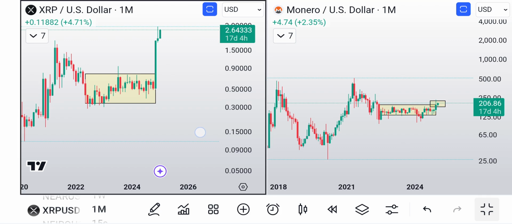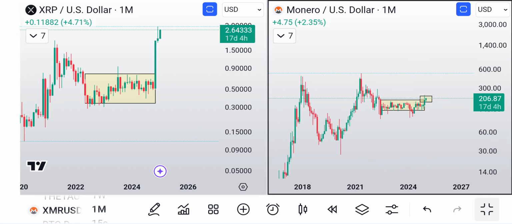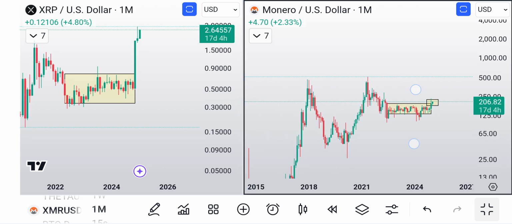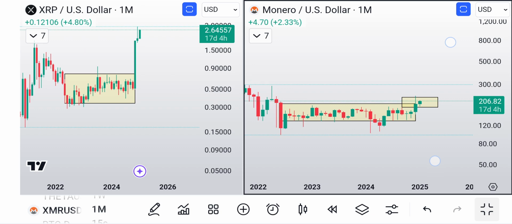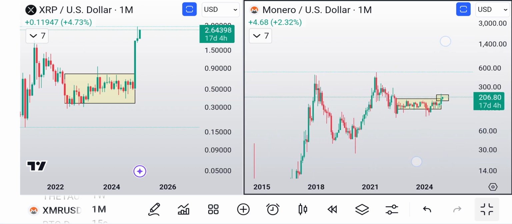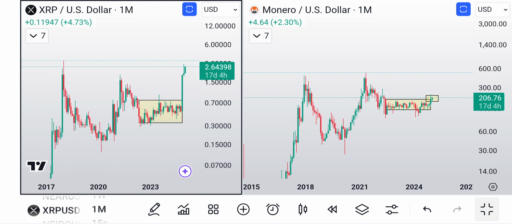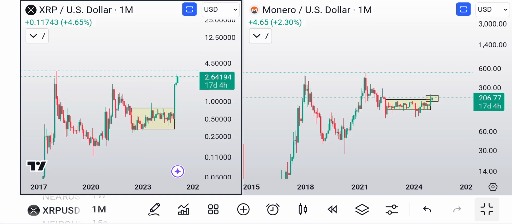Now, when you look at Monero, Monero has no coins to deal with, right? It has basically all of its supply out there. That's another reason why I think it could be extremely bullish. So I'm not a fundamental guy when it comes to Monero. I know it's a privacy coin, but this thing is looking magnificent.